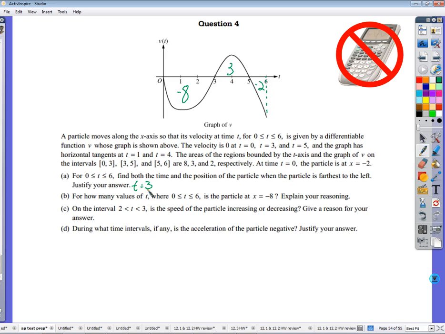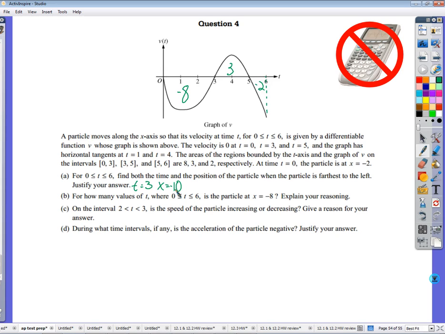So that's the time. What's the position? How far to the left is it at time 3? 10. It started at negative 2, moved negative 8, it's at negative 10. Keep in mind, the stuff that I just wrote down is not good enough as an answer. There needs to be explanation. But you can definitely just write words out and say, well, this happened, it started here, it went to the left, and so on.